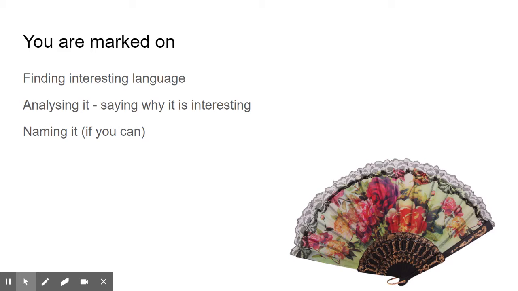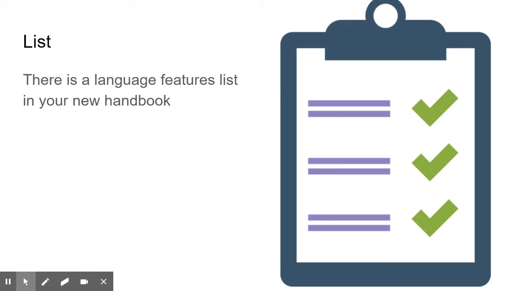So you are marked on finding interesting language. So it's got to be interesting language. Don't find any old words in there. You've got to look for things that have got some kind of hidden layer or meaning. Then you need to analyse it, say why it's interesting. And if you do know what that language is called, if you know it's a metaphor, all well and good, name it, say it's a metaphor. If you don't, just say it's a word or phrase.